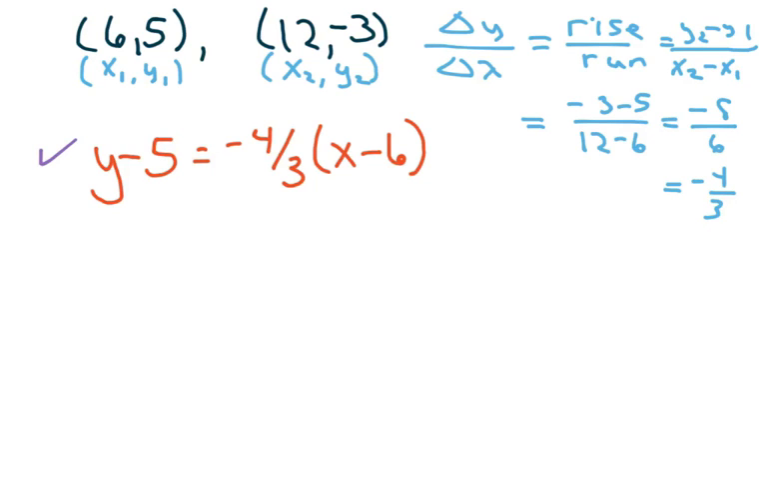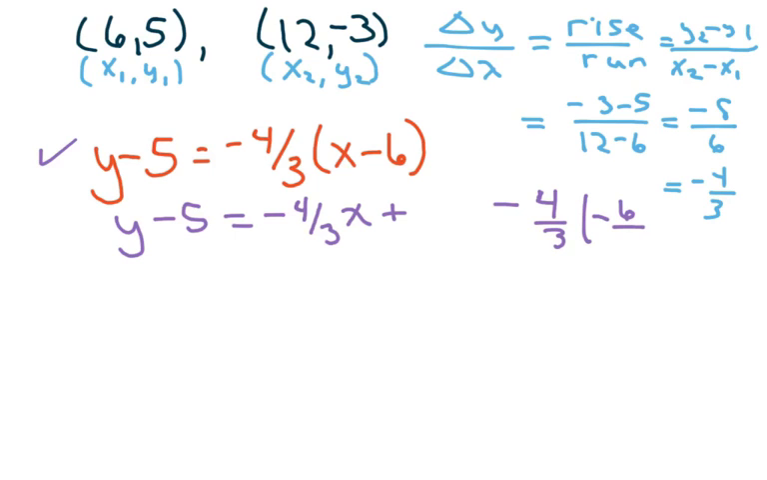Now we have to put it in standard form. So I'm going to clean up the right side here. y minus 5 equals negative 4/3 x plus, and what I'm doing is I'm going to multiply negative 4/3 times negative 6/1. I'm just putting this in fraction form. Two negatives make a positive. 3 goes into 6 2 times. So I'm going to change those to positive. That's going to give me plus 8.